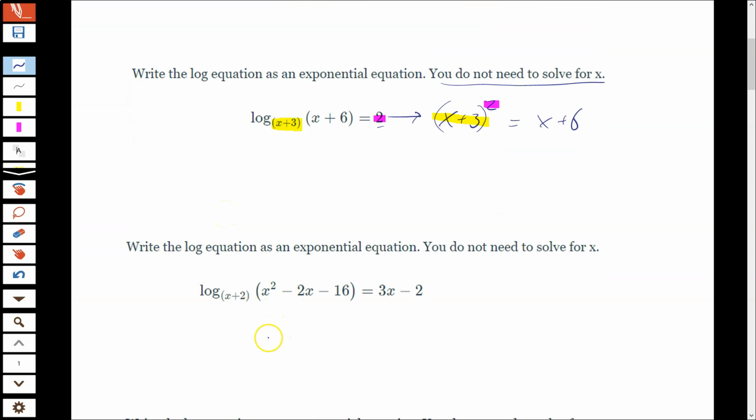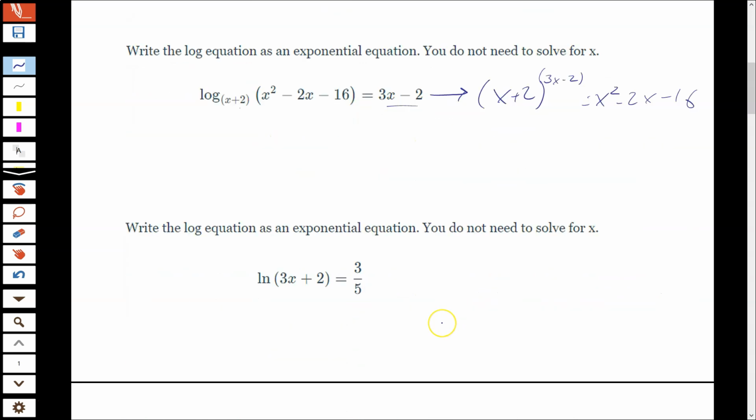And then before we move on, we'll tackle this scary looking one. So we have my base is x plus 2. My exponent is what's on the right here, so 3x minus 2. I'll put everything in parentheses this time. Equals what's inside the log, so x squared minus 2x minus 16. So that's a scary looking one, but notice we followed the same pattern, so I don't care how scary all these expressions are. It's the same pattern as this one. Okay, so make sure you understand how I got that before we move on. And then we'll do one more.